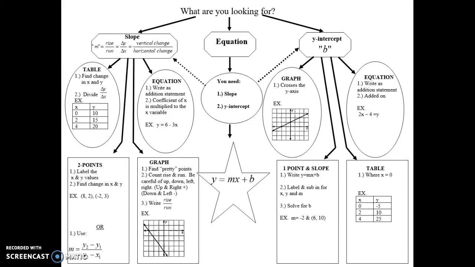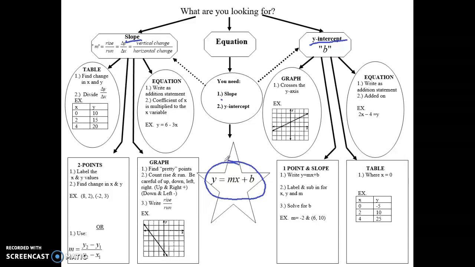This is a graphic organizer that goes over how to find the slope and the y-intercept. When you write an equation, you need two things, slope and the y-intercept. And if you use this formula, the slope-intercept formula, you will be able to write any equation.